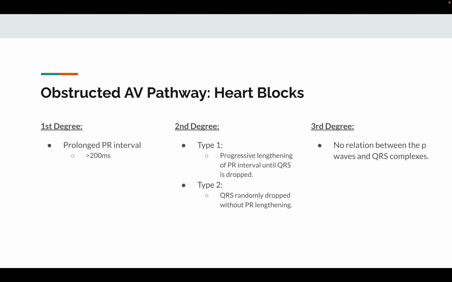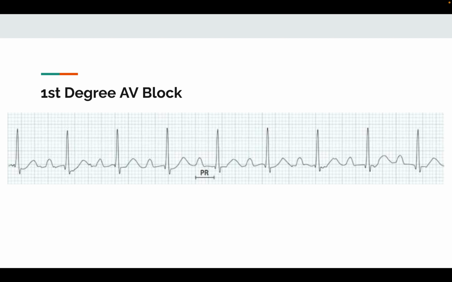And then a type 2, in which there is no lengthening of the PR, but a QRS is dropped all of a sudden. And you can have a pattern of the QRS dropping. For example, like a 2-to-1 ratio, you'll have a QRS dropped every other P wave. And then finally our third degree, which has no relationship between the P waves and the QRS complexes. So, this is our first degree block, and as you can see, our PR interval is much longer than 5 small boxes. But we have a QRS after every P, and we have a P wave before every QRS.